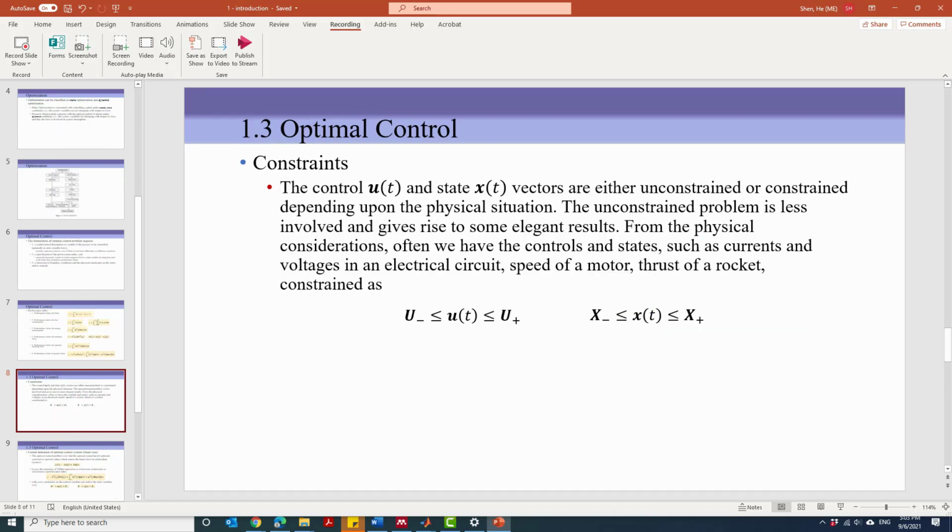The constraints are normally in two groups. The first group is about the constraints on the controls.